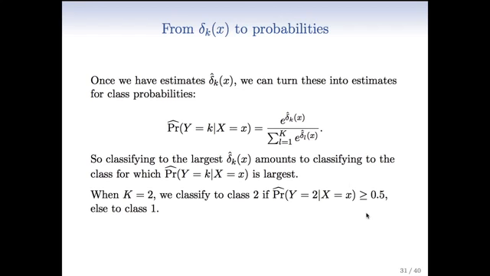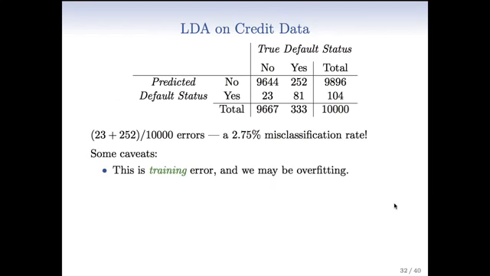When k is 2, we'll classify to class 2 if these probabilities are bigger than 0.5, else to class 1, just like in logistic regression. Here's the credit data.